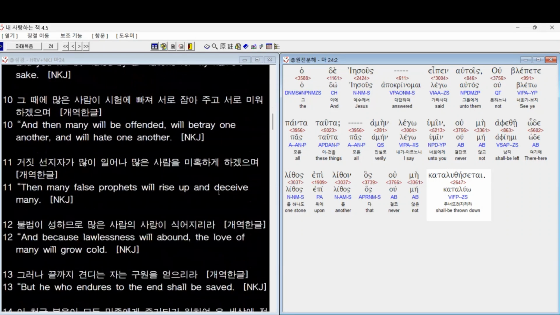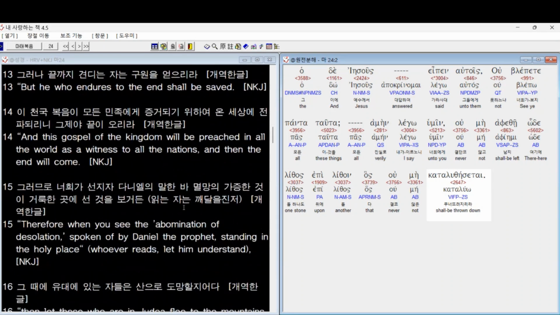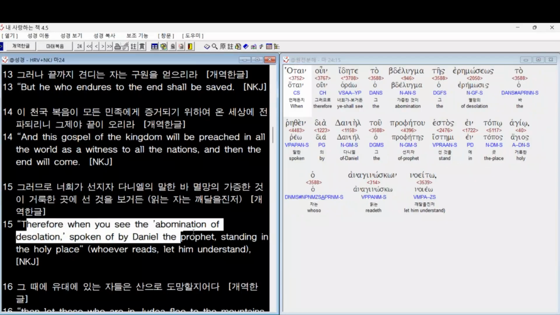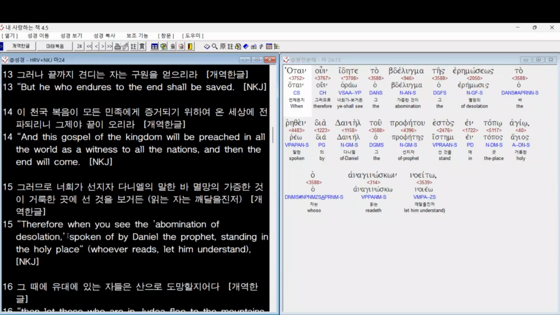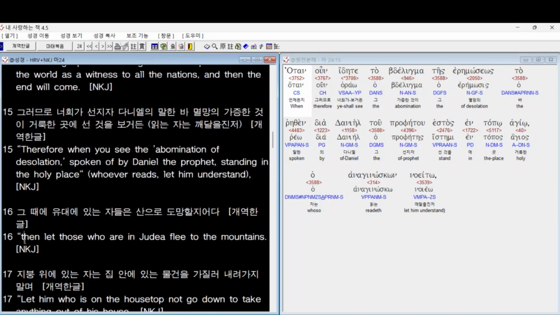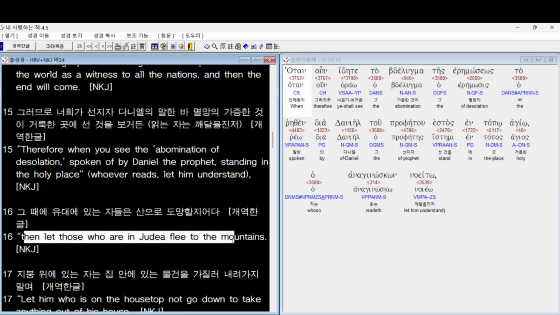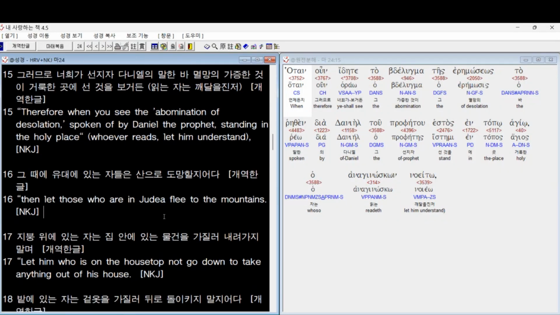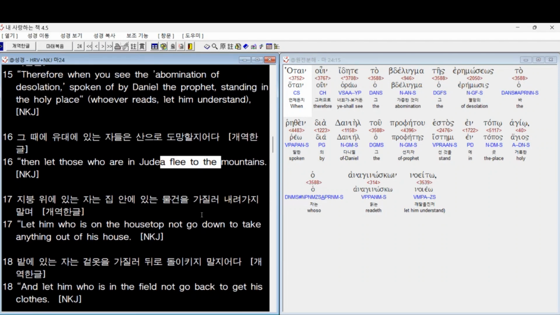When we come down to verse 15, therefore, when you see the abomination of desolation, spoken by Daniel the prophet, standing in the holy place, then let those who are in Judea flee to the mountain. Okay, don't stay there. You have to get out. Get out of there. Go to the mountain.